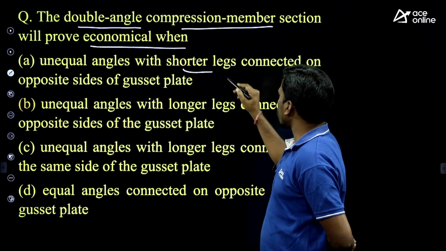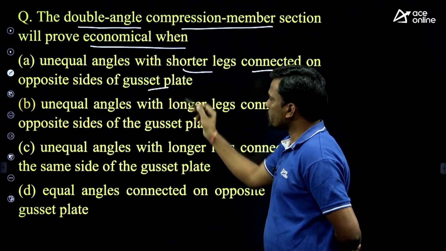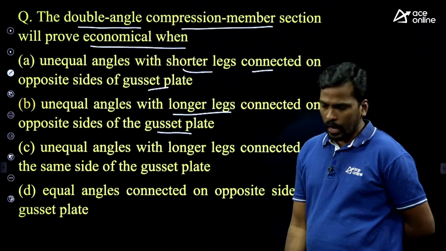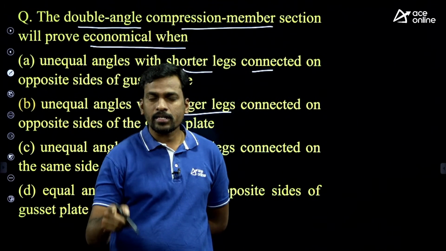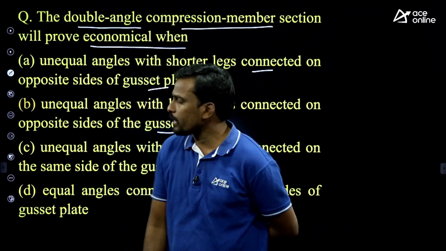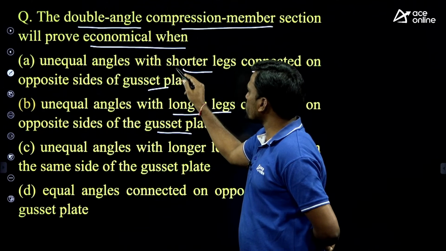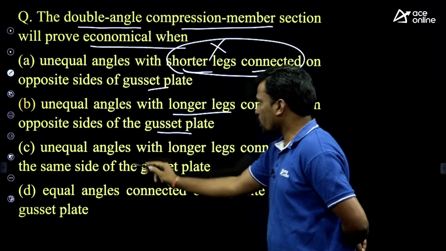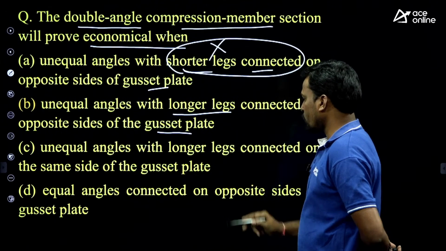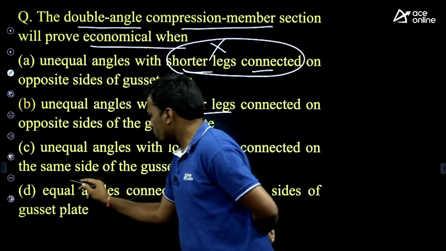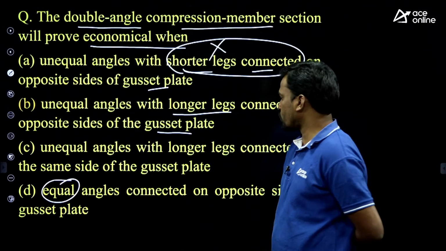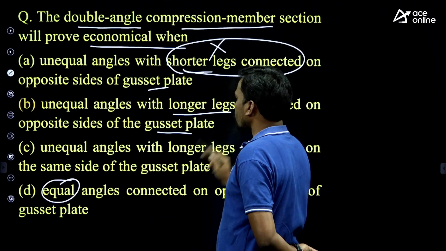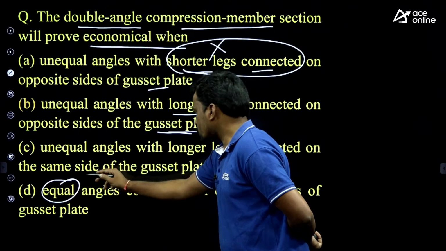Unequal angles with shorter legs connected on opposite sides of the gusset plate, and unequal angles with longer legs connected on opposite sides of the gusset plate. I told you, we always prefer an unequal angle section with longer legs as the connected legs and shorter legs as the outstanding legs. So you can eliminate unequal angles with shorter legs connected. Then longer legs are connected. And equal angles, no. We always prefer unequal angle sections, so we can eliminate that. Then only 2 are left, right? Unequal angles with longer legs connected on opposite sides of the gusset plate, and here the same side of the gusset plate.